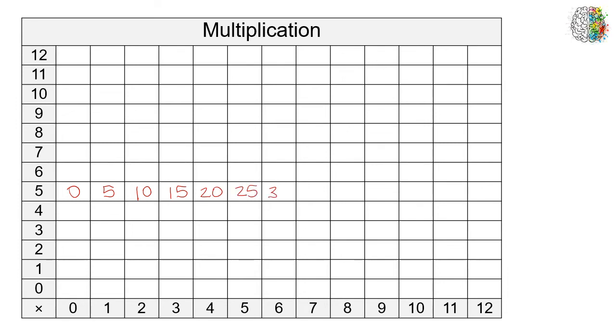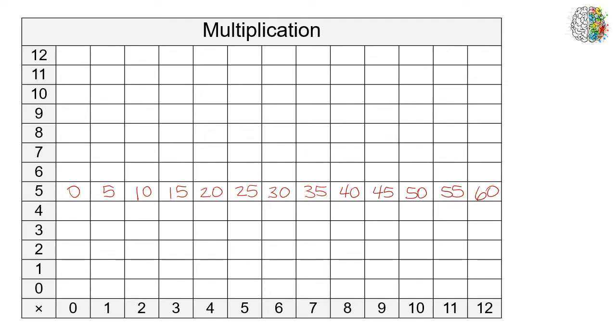5 times 6 is 30. 5 times 7 is 35. 5 times 8 is 40. 5 times 9 is 45. 5 times 10 is 50. 5 times 11 is 55. 5 times 12 is 60.